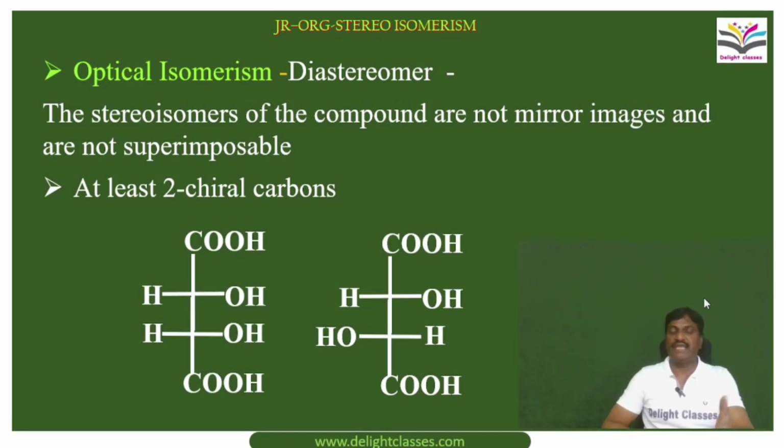Diastereomers. For given compounds A and B, these two are not mirror images. They are not superimposable. That is known as diastereomers.